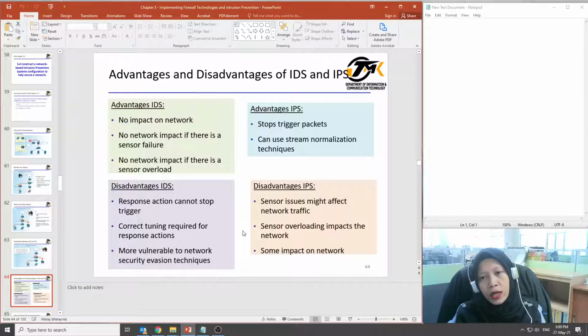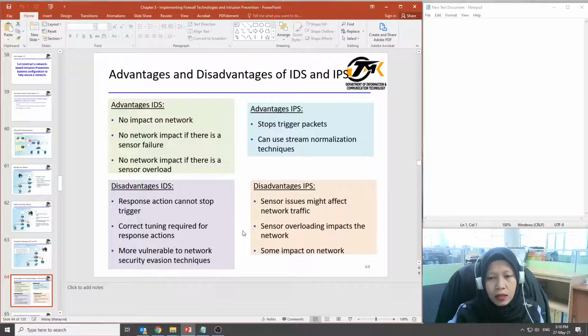Okay, for the IPS, the advantage is it can stop the trigger packet. Why? Because it prevents. It's not just detecting, it prevents. So it prevents the action of the attack. Okay, it can use stream normalization technique.